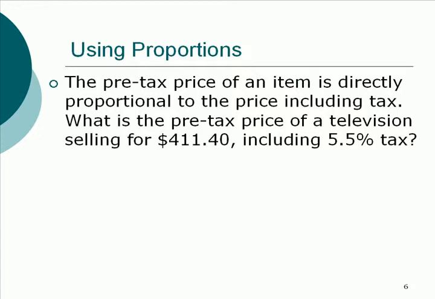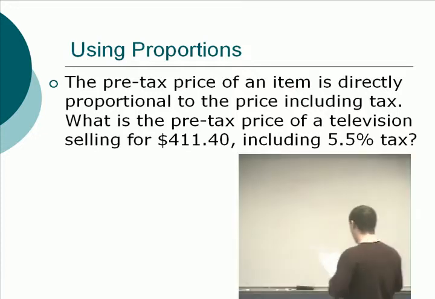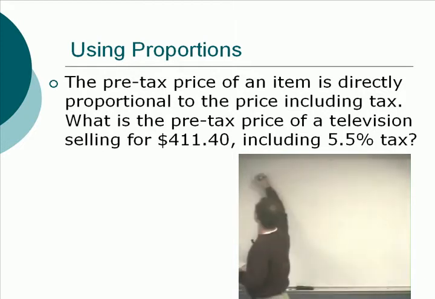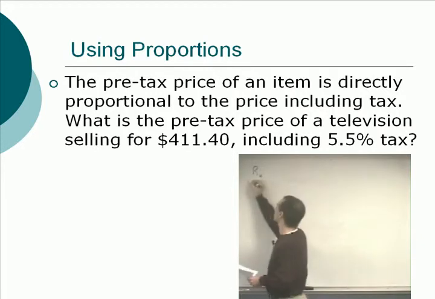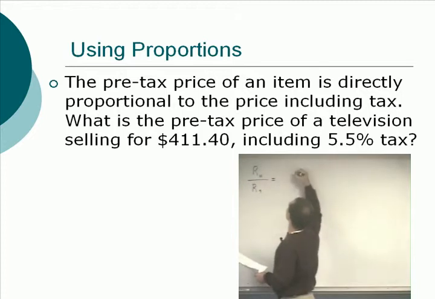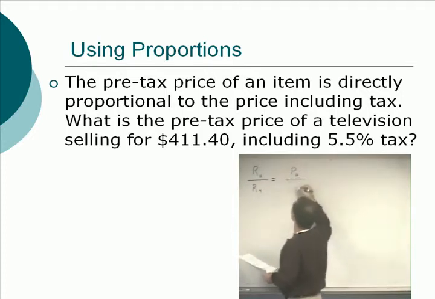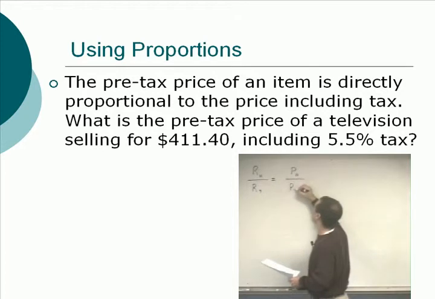Here's what we want to know. What's the pre-tax price of a television if the total price is $411.40, including 5.5% sales tax? Now, you could have solved this problem back when we did percents, but let's treat it as a proportion problem. We're going to put the rate with no tax compared to the rate with tax. That's proportional to the price with no tax compared to the price with tax.